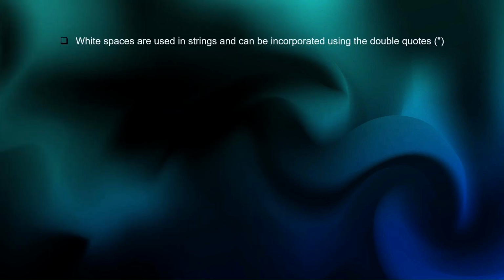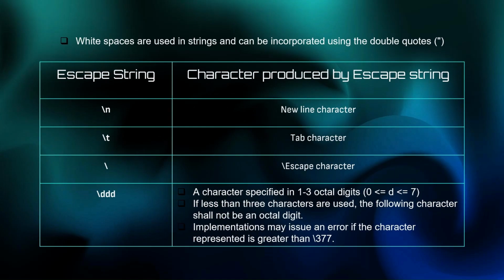White spaces are used in strings and can be incorporated using the double quotes. The table below shows the semantics of white spaces in string sequences. \n represents the new line character, \t represents the tab character, and \\ represents the escape character. A backslash followed by 3 digits represents an octal character, a character specified in 3 octal digits. If less than 3 digits are used, the following character shall not be an octal digit. Implementations may issue an error if the character represented is greater than 377.